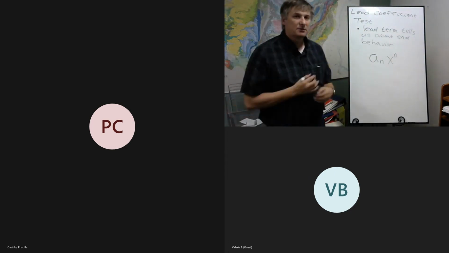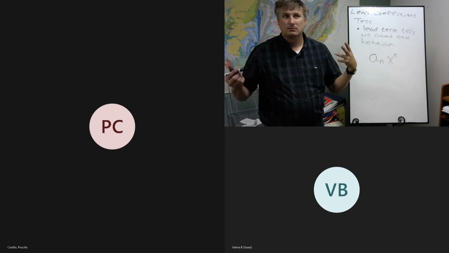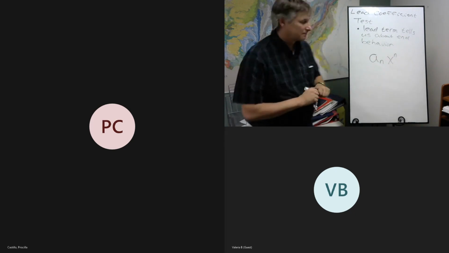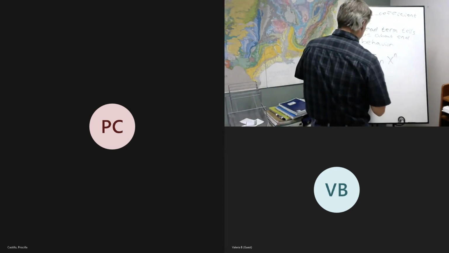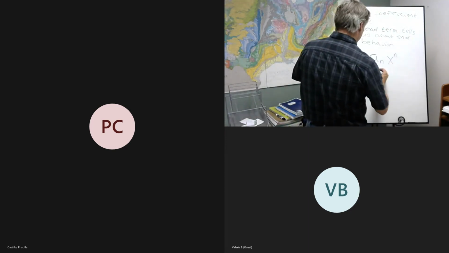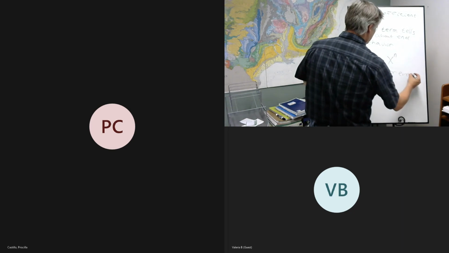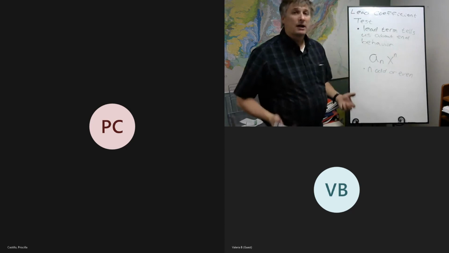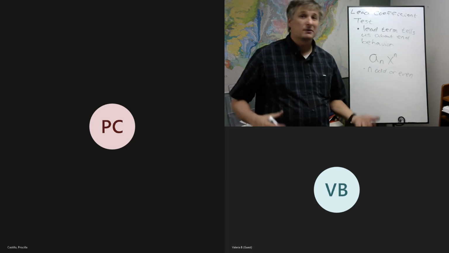Well, it depends, first off, if n is odd or even. So for n odd or n even, we're going to get certain kinds of end behavior. So we're going to keep an eye out for that. Is n odd or is n even?